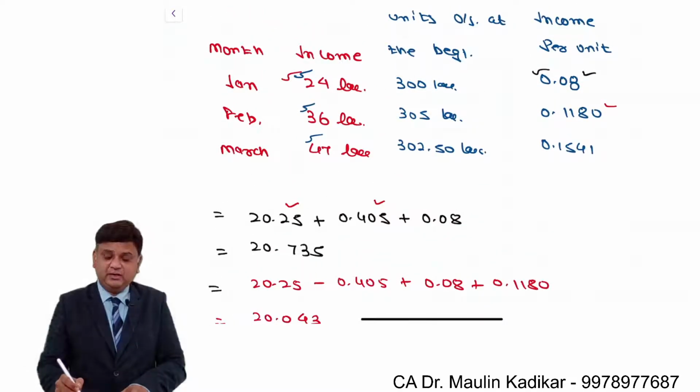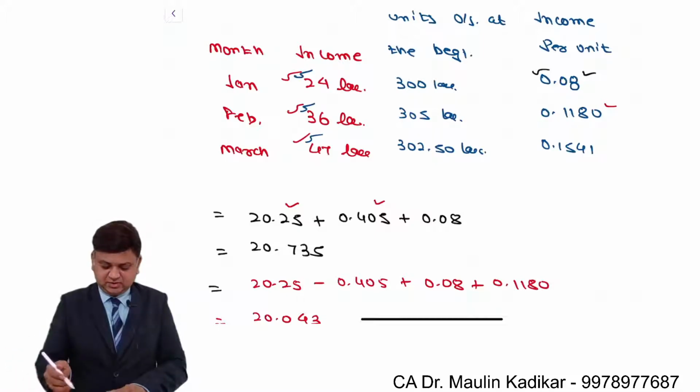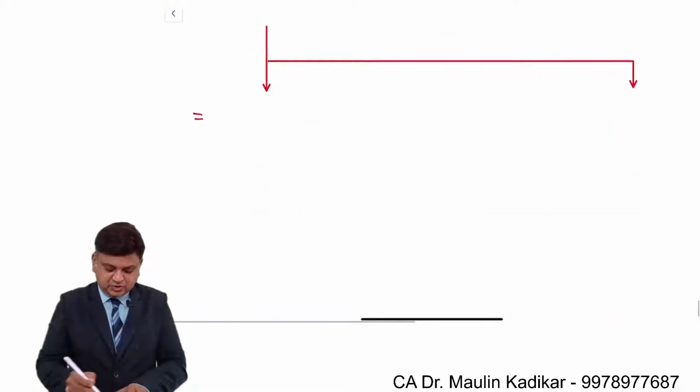Income of January is 24 lakhs. Income of February is 36 lakhs. Income of March is 47 lakhs. So the total is 107 lakhs. So your starting point is 107 lakhs.